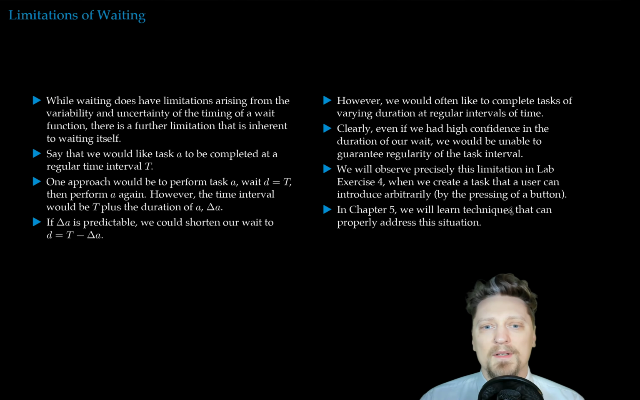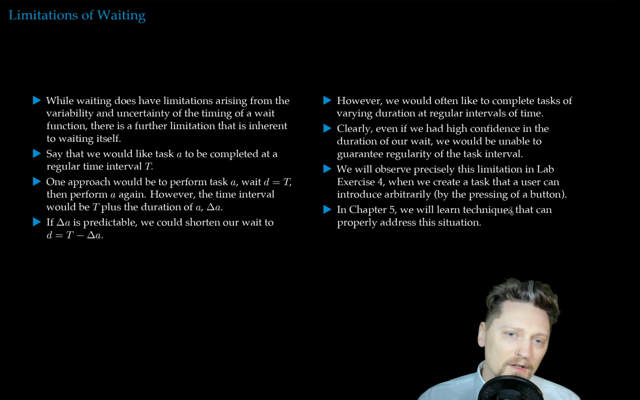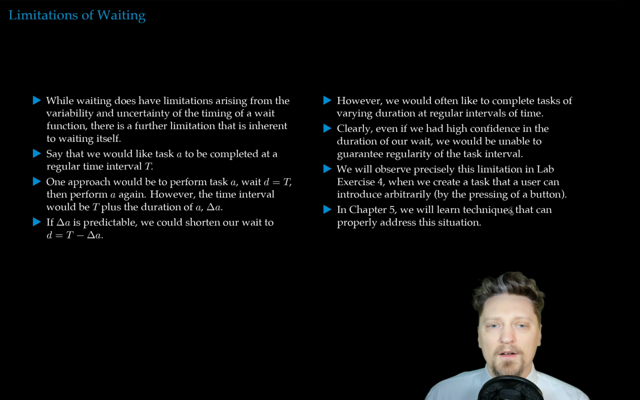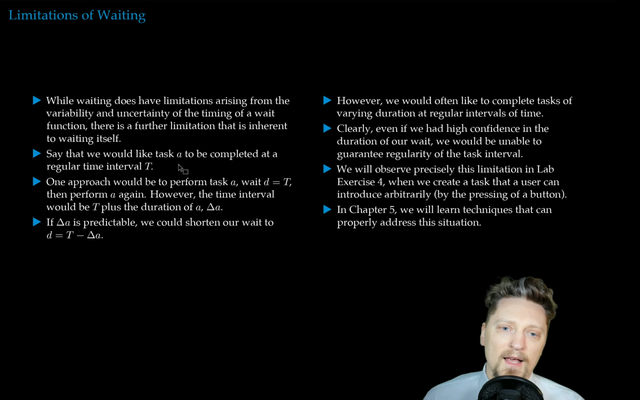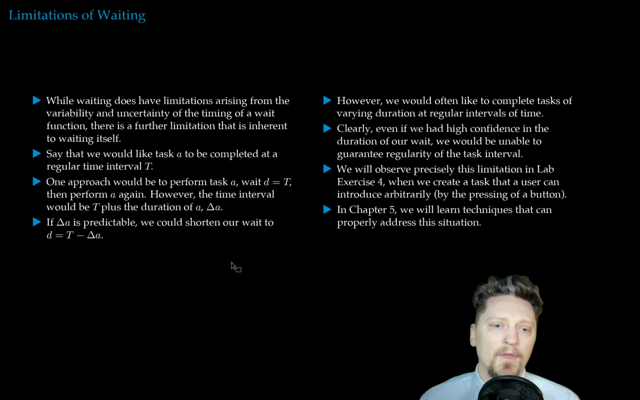While waiting does have limitations arising from the variability and uncertainty of the timing of a wait function, there is a further limitation that is inherent to waiting itself. Say that we would like a task A to be completed at a regular time interval t. One approach would be to perform task A, wait d equals t, then perform A again. However, the time interval would be t plus the duration of A, we'll call it delta A. If delta A is predictable, we could shorten our wait time to d equals t minus delta A.